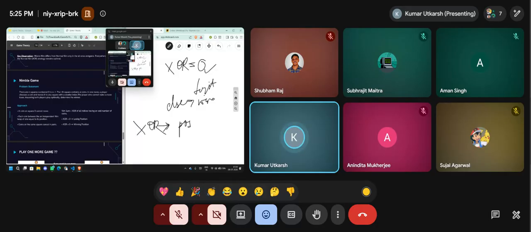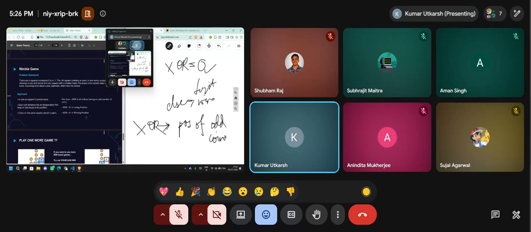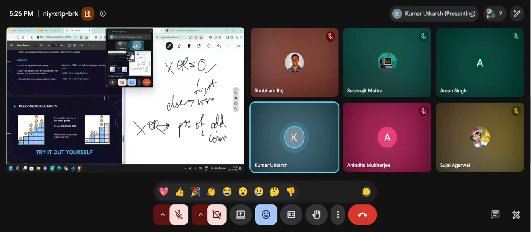For that case, we take XOR of the values of the positions, that is, the positions of all odd numbers of coins. Then XOR equal to zero is the losing position, and non-zero is the winning position, right? So this was again a very simple question.